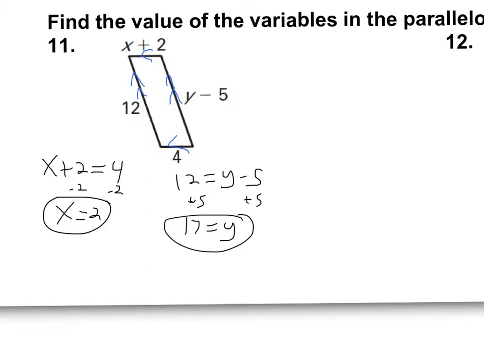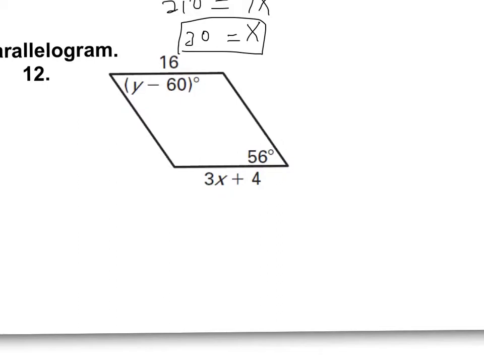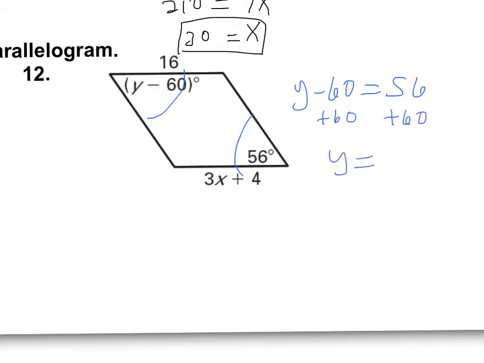So opposite sides are parallel. Opposite sides are also congruent. Those are the first two rules of parallelograms. The next rule about a parallelogram is that opposite angles are congruent. So this angle here and this angle here are going to be congruent. So I'll set those equal. Y minus 60 equals 56. You have to add 60 on both sides, and so you get 116 for y.